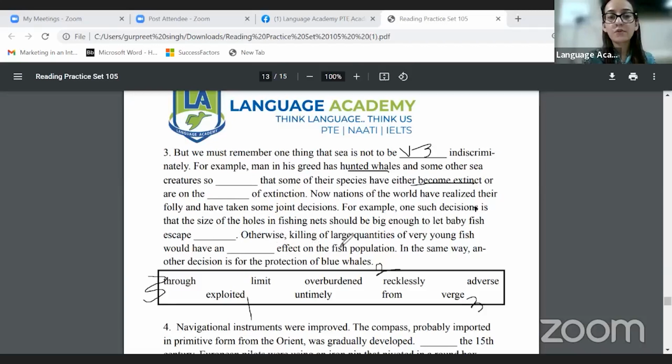Otherwise, killing of large quantities of very young fish would have an dash effect on the fish population. So effect is a noun. We need what kind of effect, and it should start with a vowel after an. So we have only one option starting with a vowel, which is adverse effect, because obviously this is going to have a negative effect.